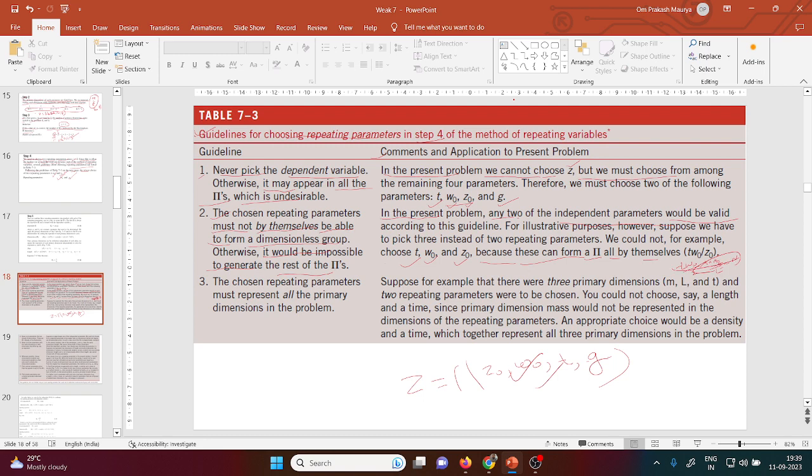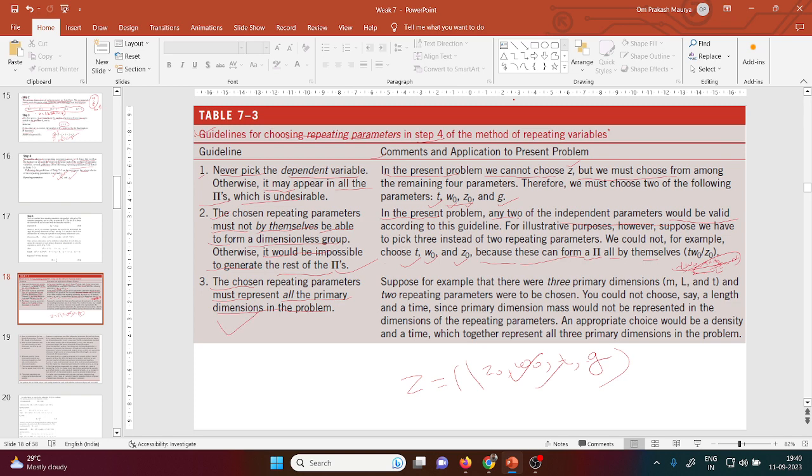So the meaning is this, and it is written here. The chosen repeating parameters must not themselves be able to form a dimensionless group. Otherwise, it would be impossible to generate the rest of the pies. And what is next? The repeating parameters must represent all the primary dimensions in the problem. This is also important.